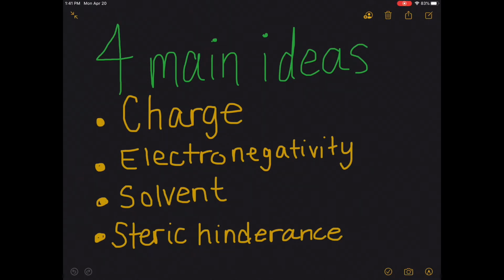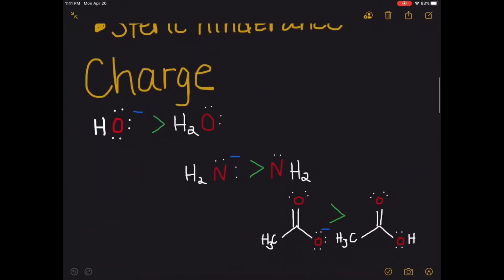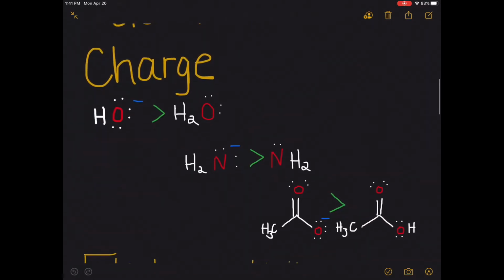First, we have charge, electronegativity, solvent, and steric hindrance. First, we'll be looking at charge.